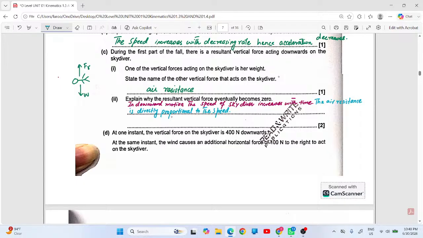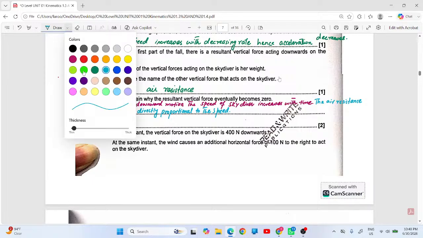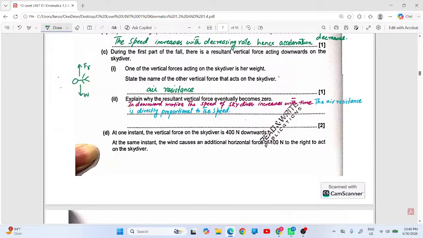Air resistance is directly proportional to the speed. Next is, therefore the resistive force also increases.